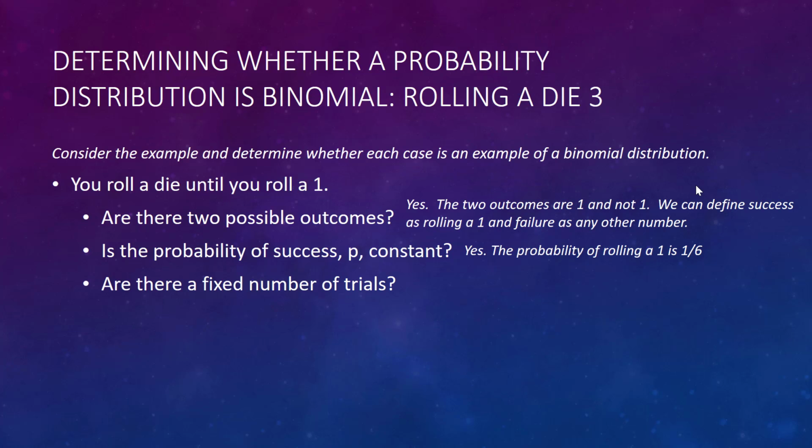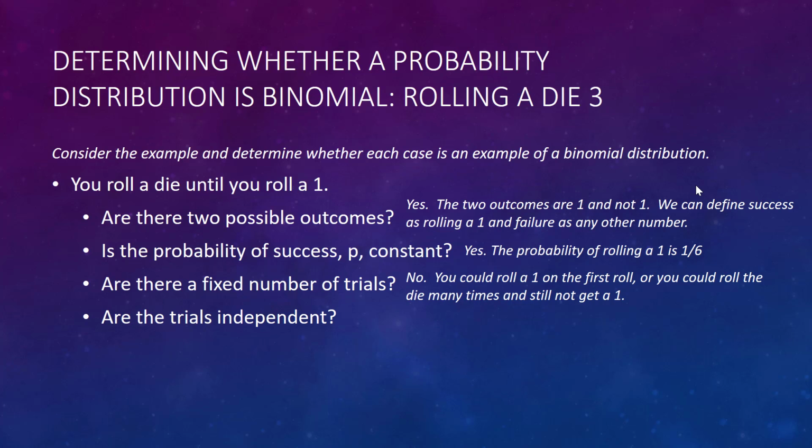Are there a fixed number of trials? What do you think? Well, not really. One person could roll a 1 on the very first roll. Another person could roll the die many times and still not get a 1. So at this point, we could just stop and say that this is not a binomial distribution.